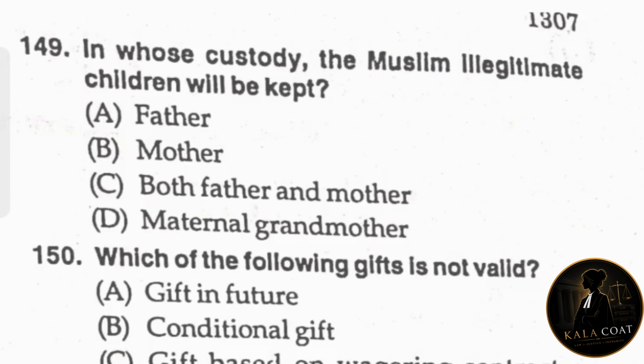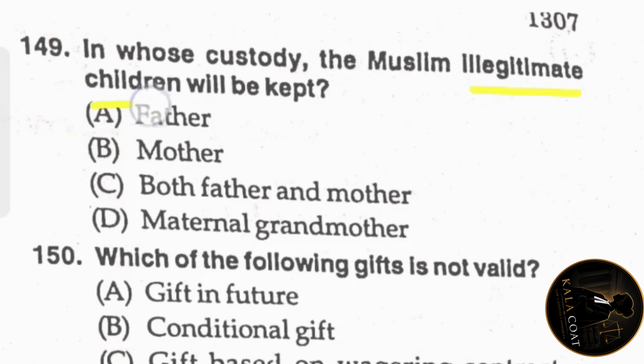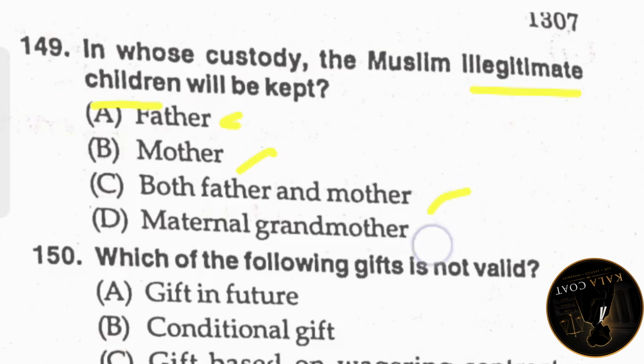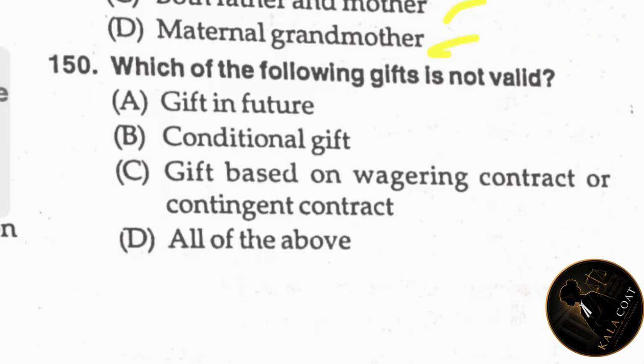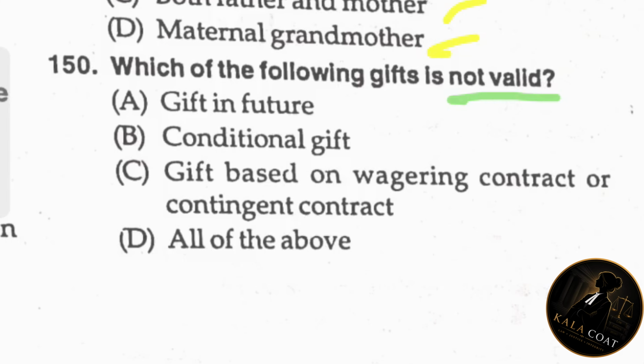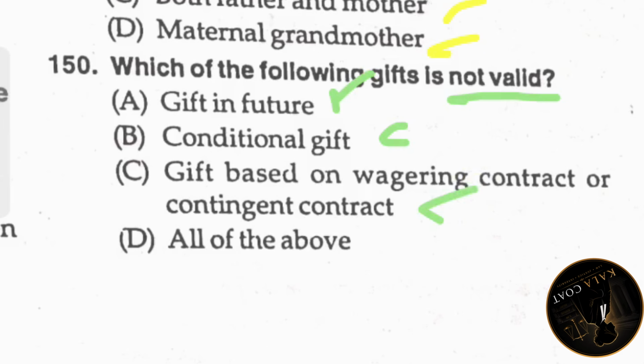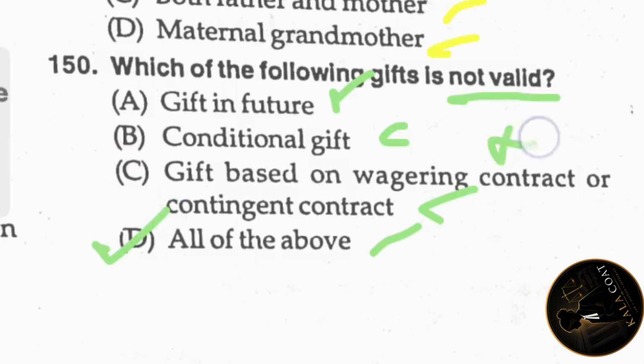Question number 149. In whose custody the Muslim illegitimate children will be kept? Options are father, mother, both father and mother, maternal grandmother. The correct answer is option B, mother. Question number 150. Which of the following gifts is not valid? Options are gift in future, conditional gift, gift based on wagering contract or contingent contract, all of the above. Correct answer is all of the above. Option D is the right answer.